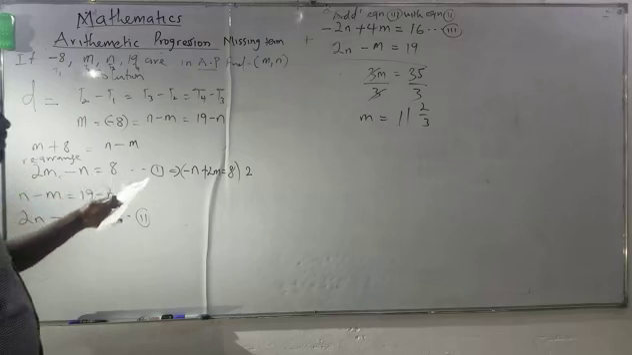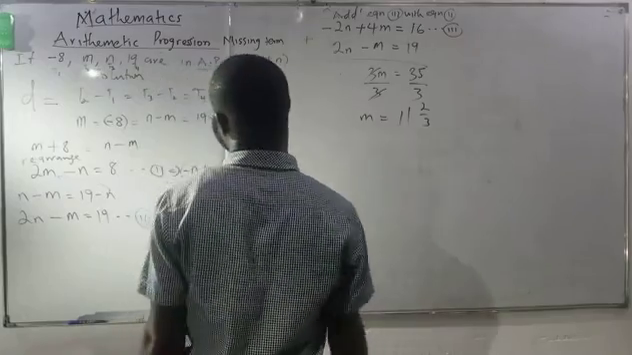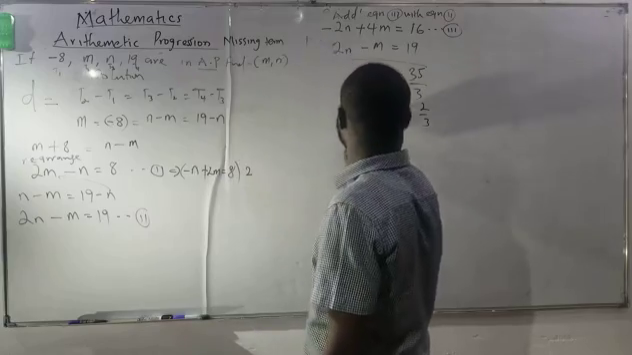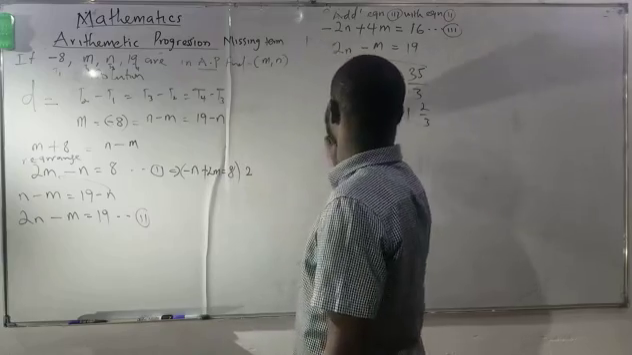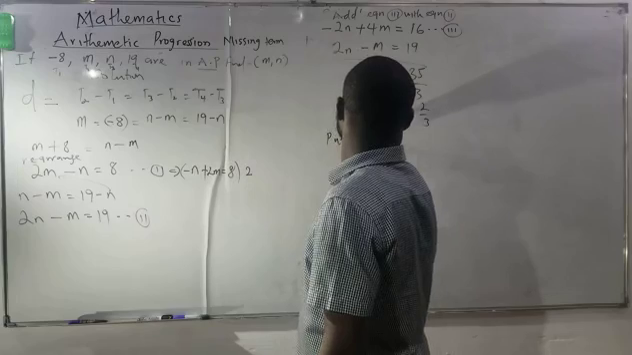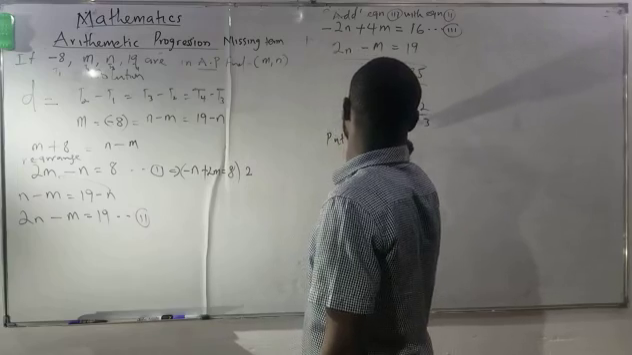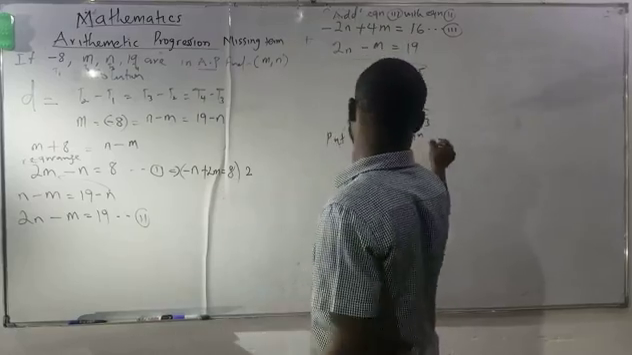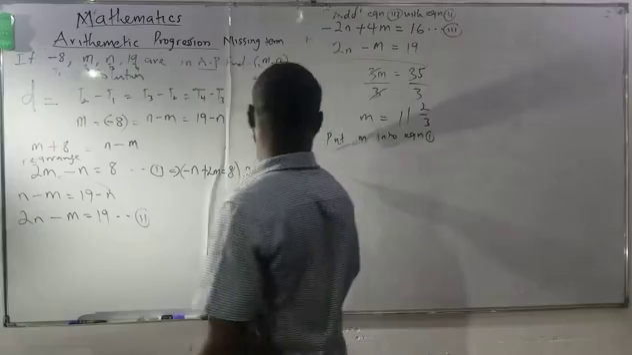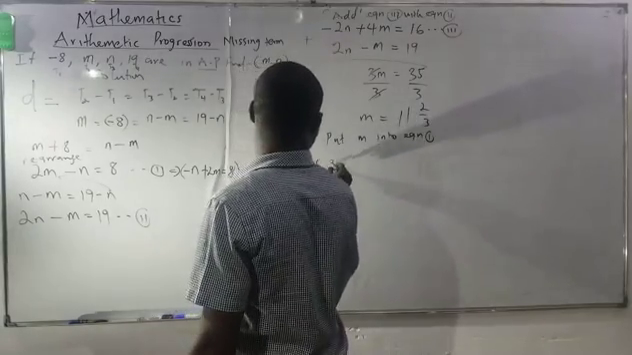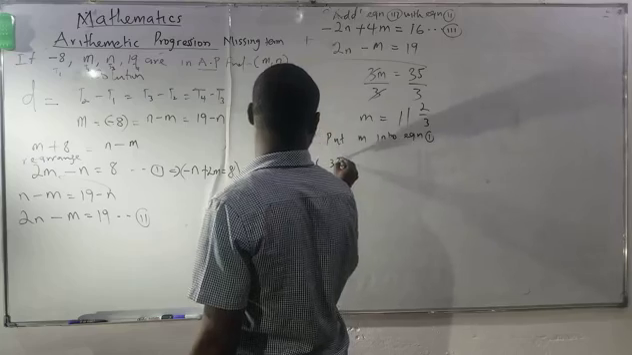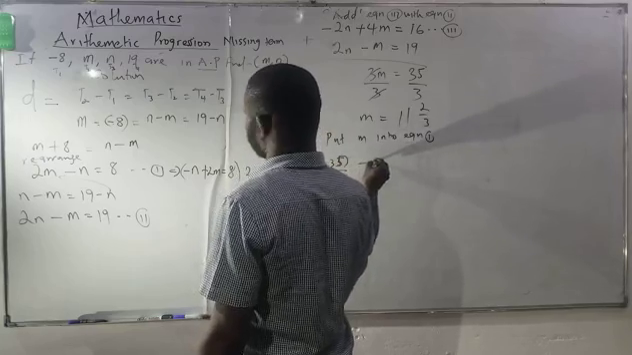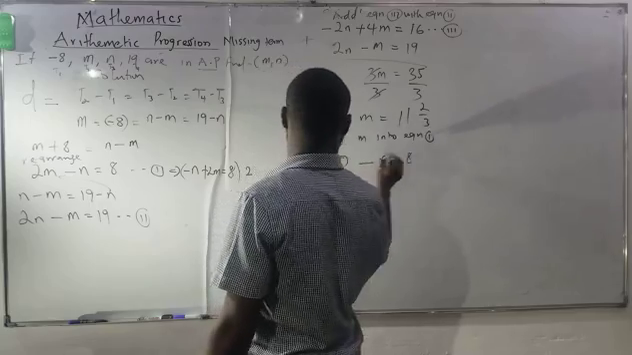Okay, from here I can now continue by finding my n. How do I get my n? Put m into the equation. Which equation is very simple for us? Equation 1, which I'll have as 2 bracket of 35 all over 3 minus n equals 8.